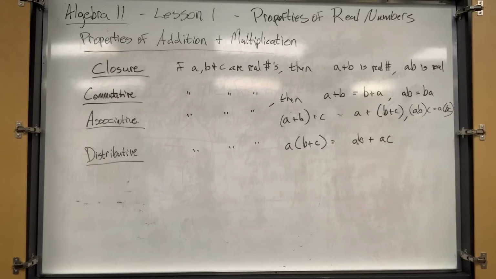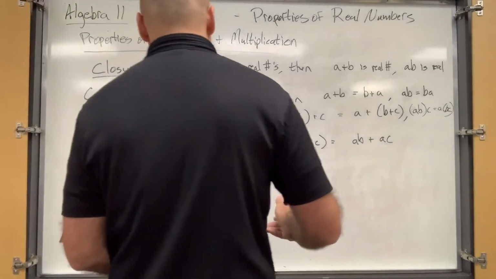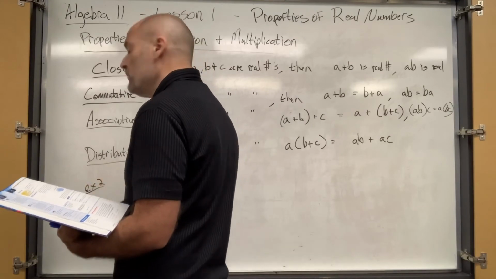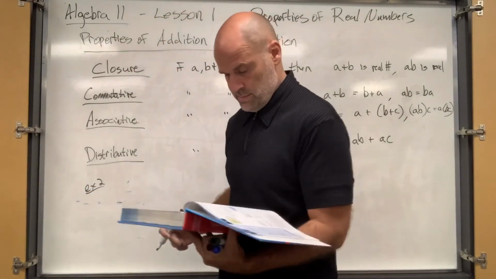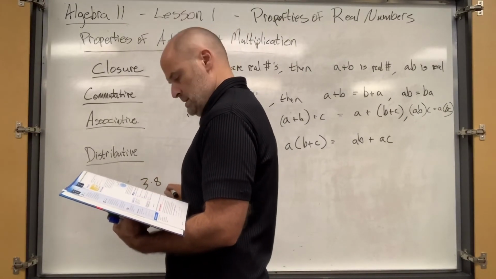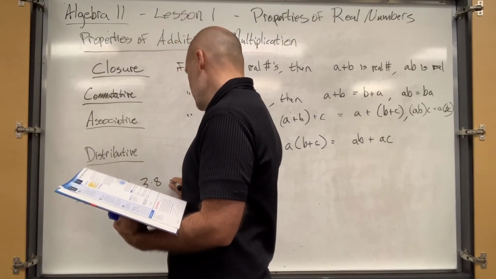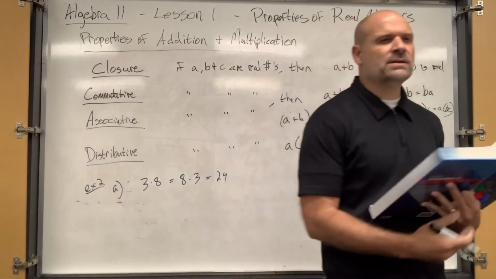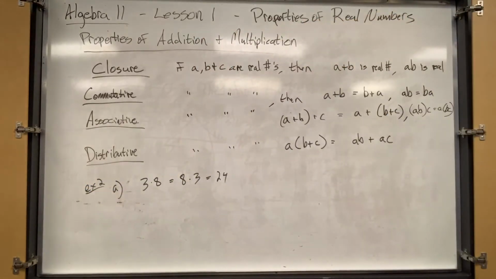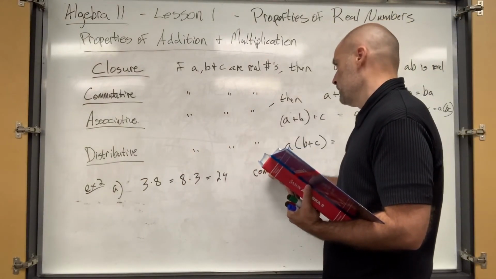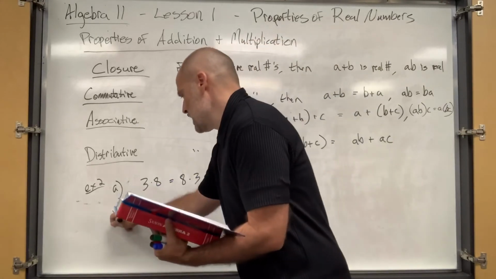Okay, so in your homework, you're going to get examples and you're going to be asked to identify the property. Okay? So what property is this? 3 times 8 equals 8 times 3, which all equals 24. What property is displayed there? Commutative, that's right. All right, what about this guy?